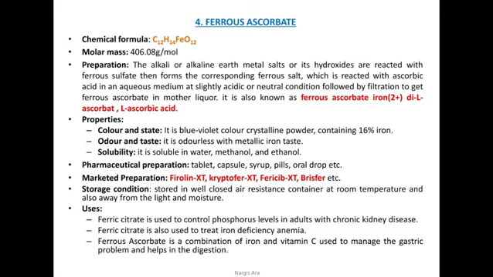Next, what is the preparation of ferrous ascorbate? The alkali or alkaline earth metals or its hydroxides are reacted with ferrous sulfate, then forms the corresponding ferrous salt, which is reacted with the ascorbic acid in an aqueous medium at slightly acidic or neutral condition, followed by filtration to get ferrous ascorbate in mother liquor. It is also known as ferrous ascorbate, iron 2 plus dilyl ascorbate, L ascorbic acid.